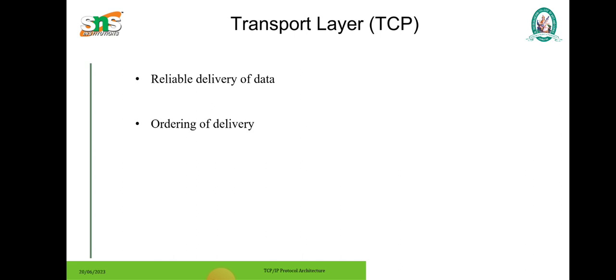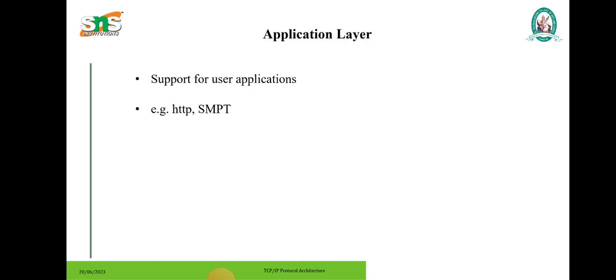UDP. The datagram delivery service is provided by UDP, the other transport layer protocol, and the connection between the receiving and the sending host is not verified by UDP. Applications that transmit small amounts of data use UDP rather than TCP because it eliminates the process of establishing and validating the connection. And the last layer is the application layer.